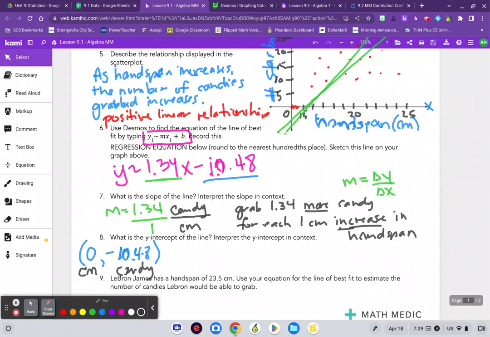And so this would be saying that if your hand span is 0 centimeters, you grab negative 10.48 starbursts. And when we collect data, the y-intercept does not always make sense in the context of the data. It doesn't make sense to have a hand span of 0. It doesn't make sense that I could grab negative candies. And so this y-intercept in this case has no real meaning to it.